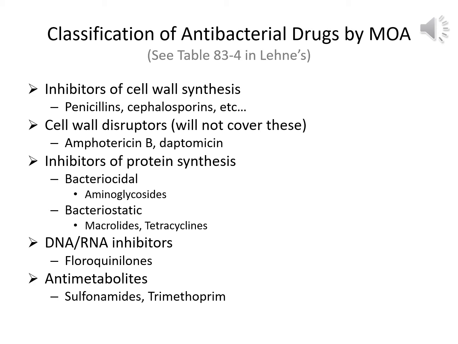Then we'll have the DNA RNA inhibitors, of which we'll look at one class. Those are fluoroquinolone antibiotics. And then finally, we'll look at our antimetabolite antibiotics, which are the old sulfa drugs. More specifically, most of the time we'll use sulfa drugs in combination with another antimetabolite called trimethoprim. So we will look at that as we move forward.